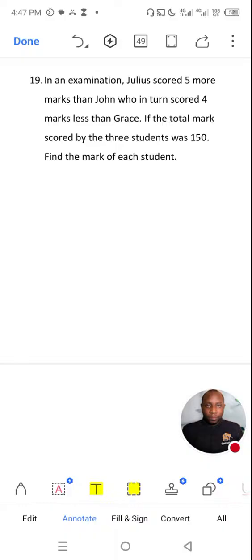In an examination, Julius scored 5 more marks than John, who in turn scored 4 marks less. Look at that word, less than Grace. If the total mark scored by the 3 students was 150, find the mark of each student.